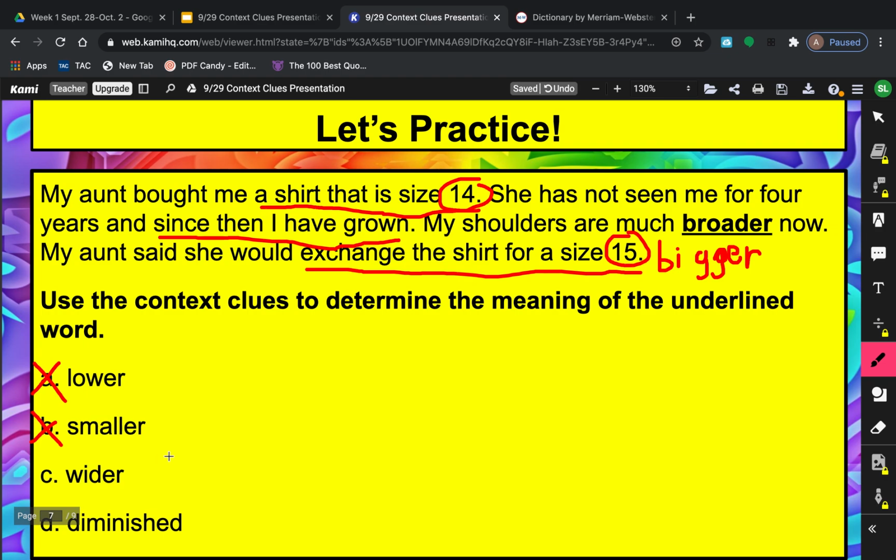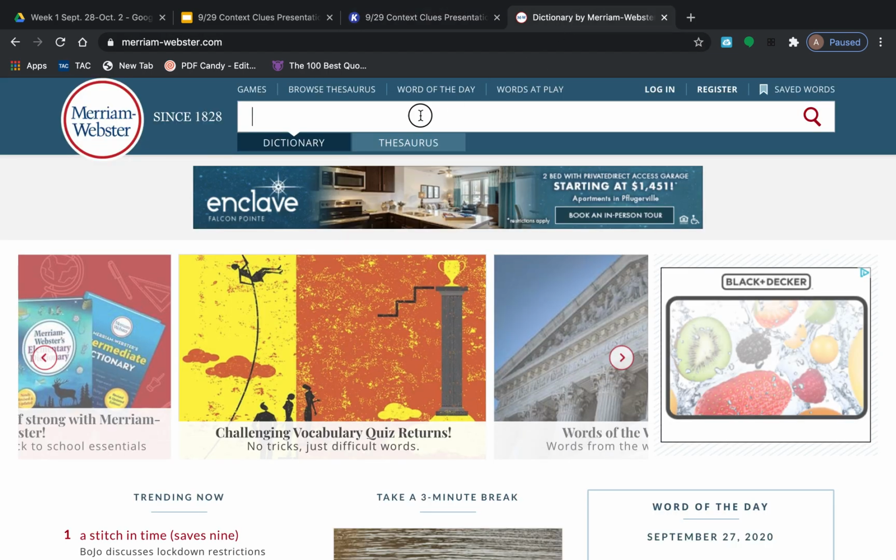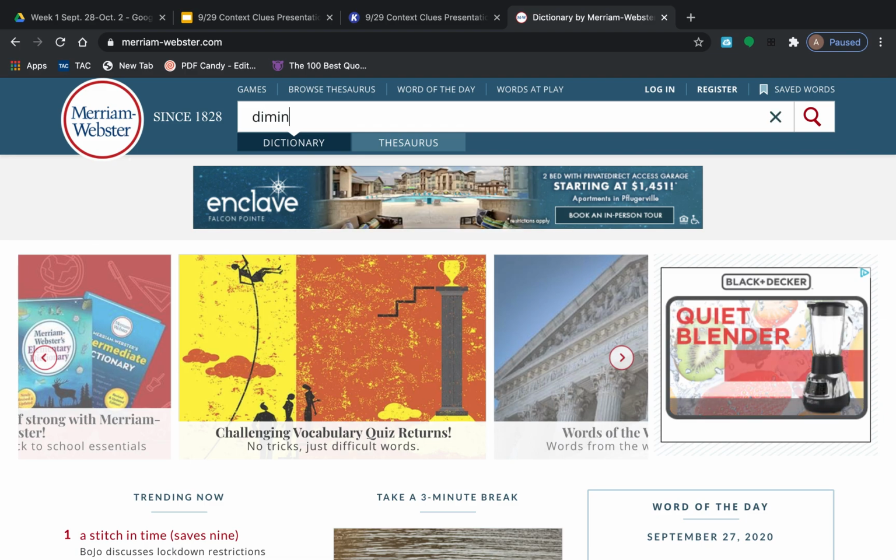But I also see the word diminished. Now, this is where I want to tell you guys, whenever you come across four answer choices in a multiple choice question and you don't know the meaning of the words in the answer choices, it is important to use your dictionary to look the words up so that you understand the full meaning of those words. So I'm going to go to the Merriam-Webster online dictionary, and I'm going to type in the word diminished.